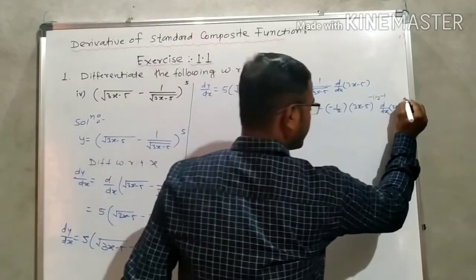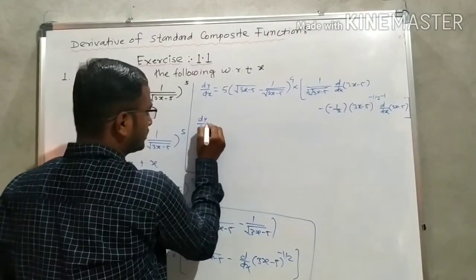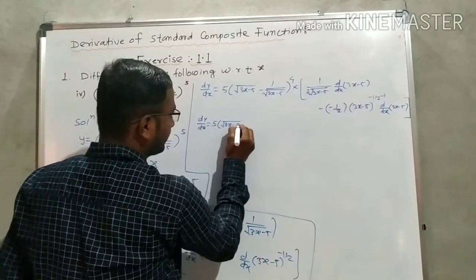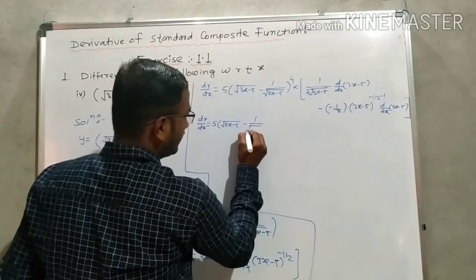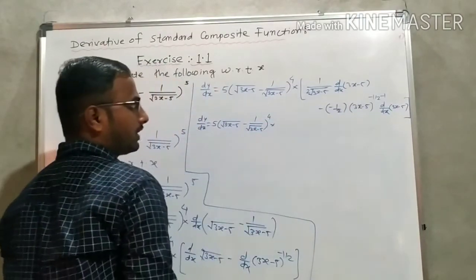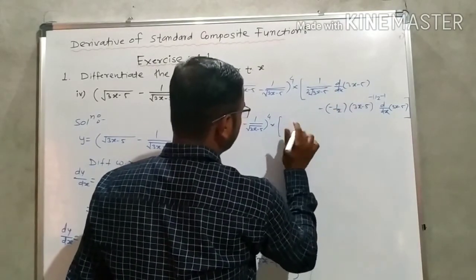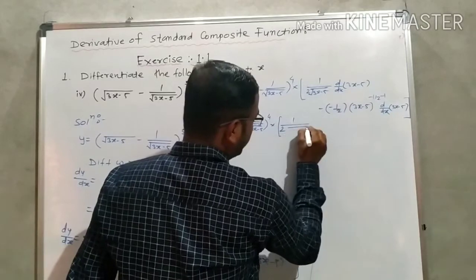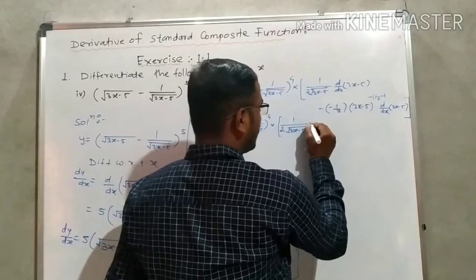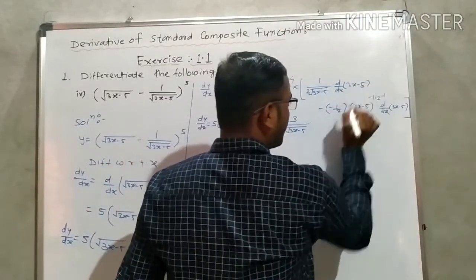The derivative of the bracket 3x minus 5. Okay, now to solve. So dy by dx is equal to 5 into the square root of 3x minus 5 minus 1 upon square root of 3x minus 5, bracket to the power 4, into. So that is 1 upon 2 into square root of 3x minus 5. So the derivative of 3x is only 3. Derivative of 3x is 3. Derivative of 5 is 0. That 5 is a constant.